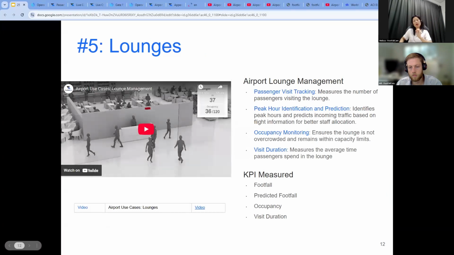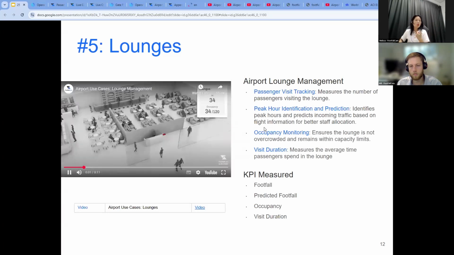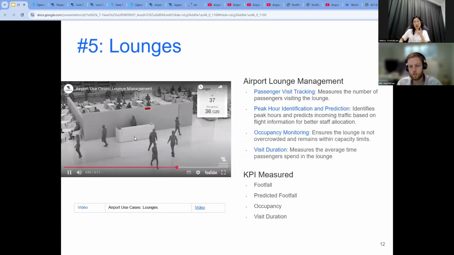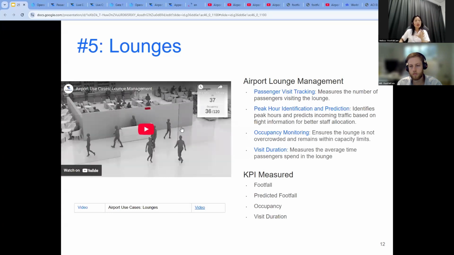Lounges are a critical part of the passenger experience, whether it's the general seating area, the dining lounges, the VIP zones, or the airline premium lounges. Our system provides real-time visibility into who is visiting, when they come, and how long they stay. Using Bluetooth tracking as well as the entrance counter, we measure footfall and dwell time accurately. This helps airport operators ensure the lounge is comfortably occupied without overcrowding during peak hours.